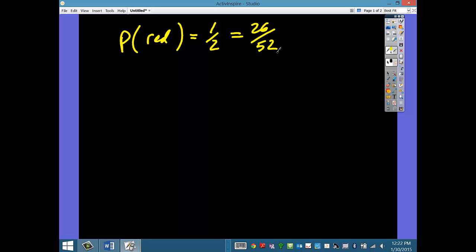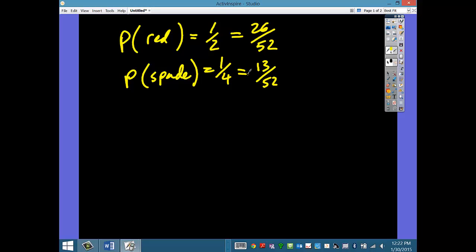I'm just going to write down what's the probability of a spade. Let me write this a little bit more clearly. Probability that a card is red, this is going to be important information, is a half, which is also equal to 26 over 52. 26 out of the 52 cards in the deck. Probability of a spade. Well, a quarter of the deck are spades, and that's 13 out of the 52.